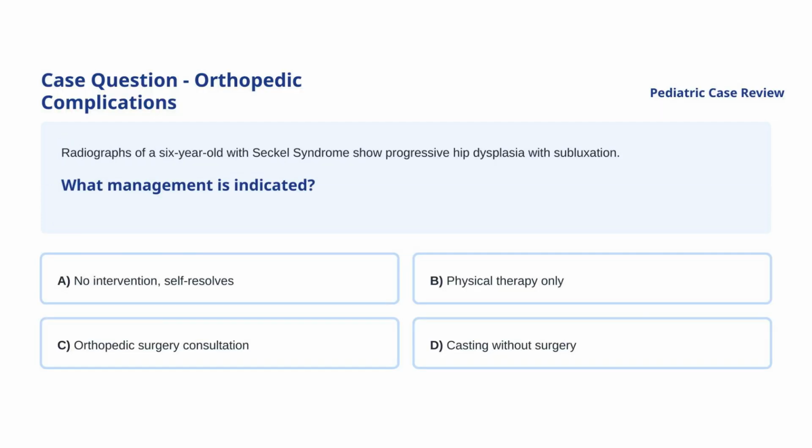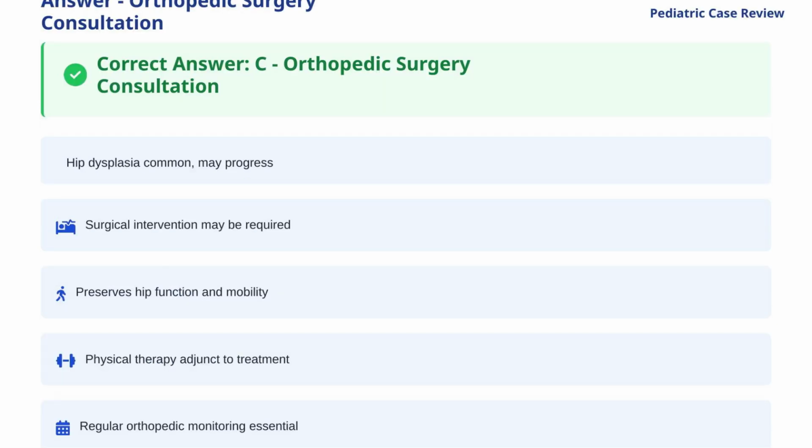Case 24. Radiographs of a 6-year-old with Seckel syndrome show progressive hip dysplasia with subluxation. What management is indicated? Option A, no intervention, self-resolves. Option B, physical therapy only. Option C, orthopedic surgery consultation. Option D, casting without surgery. The correct answer is C.